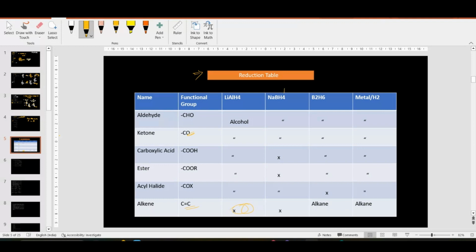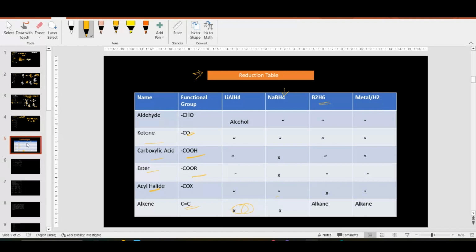NaBH4 also, this is a mild reducing agent, right? It won't reduce carboxylic acids and esters. This is one of the important points over here, and it won't reduce alkenes also. And when it comes to B2H6, it will reduce aldehydes, ketones, carboxylic acids and esters, but it won't reduce acyl halides. Based on this table, you may get a few questions, so this will be helpful for you. You can take a screenshot of this.